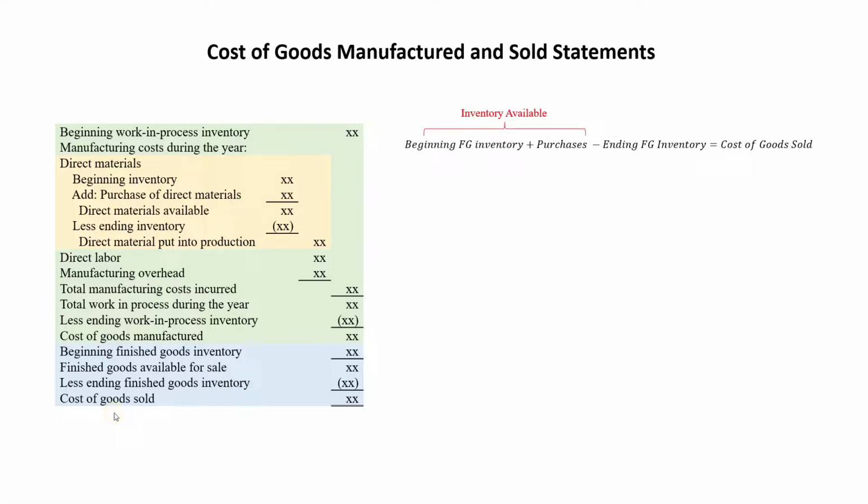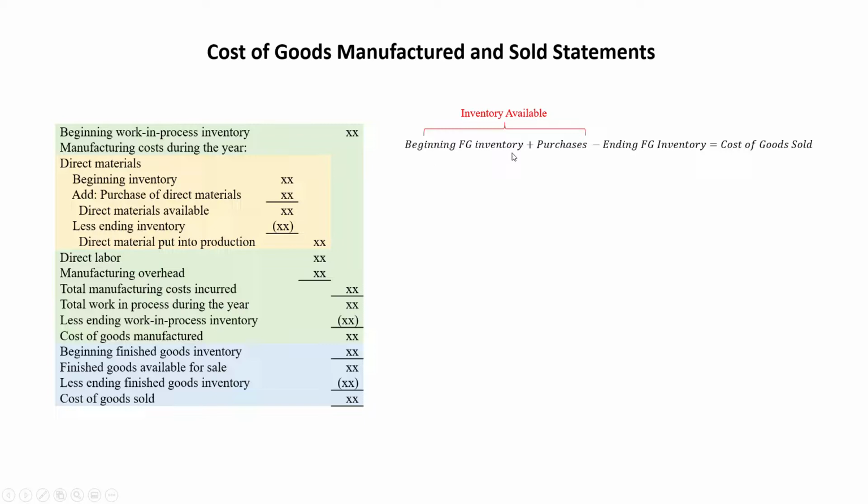You probably remember back in your intro to financial accounting days, or even if you've done your intermediate financial accounting classes, the basic formula for a merchandiser to calculate cost of goods sold was a heck of a lot easier. So you started with beginning finished goods inventory. You added in purchases because you're a merchandiser. You just buy the finished goods and resell them. You subtract out your ending finished goods inventory balance and you can calculate cost of goods sold.